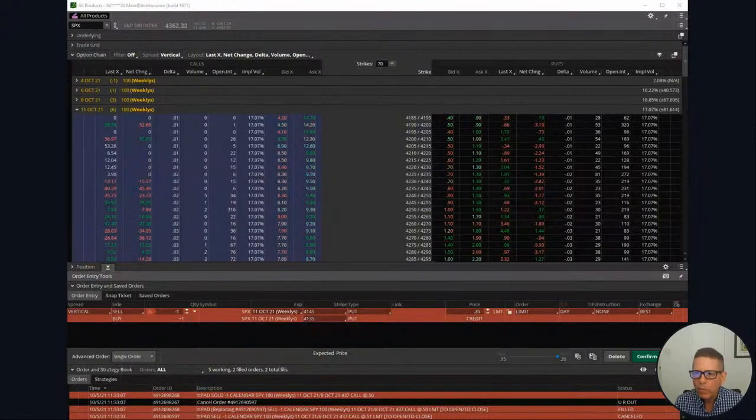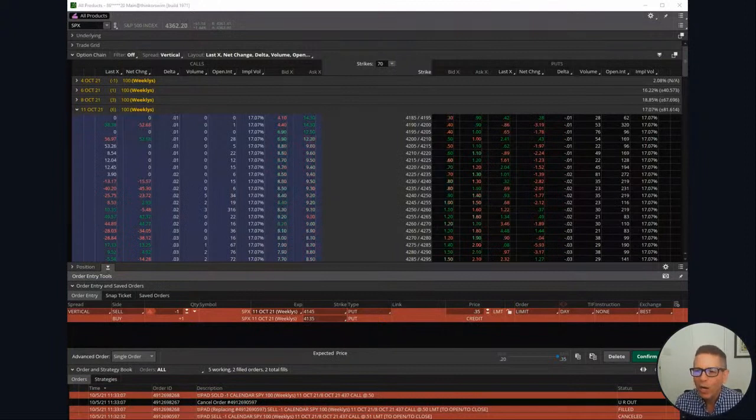So again, this was the position that I was looking at this morning. That's obviously not going to work right now. So now this is the option chain, and this is in Thinkorswim, right? You barely see it? Okay, I'll tell you the numbers. Sorry about that.